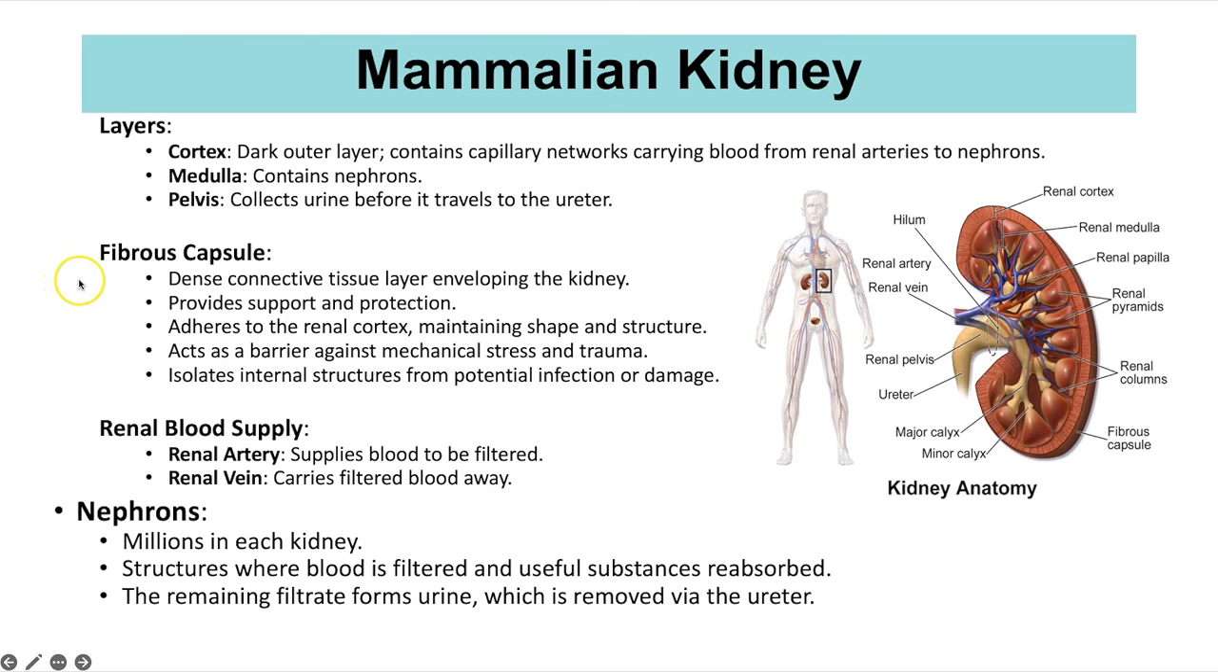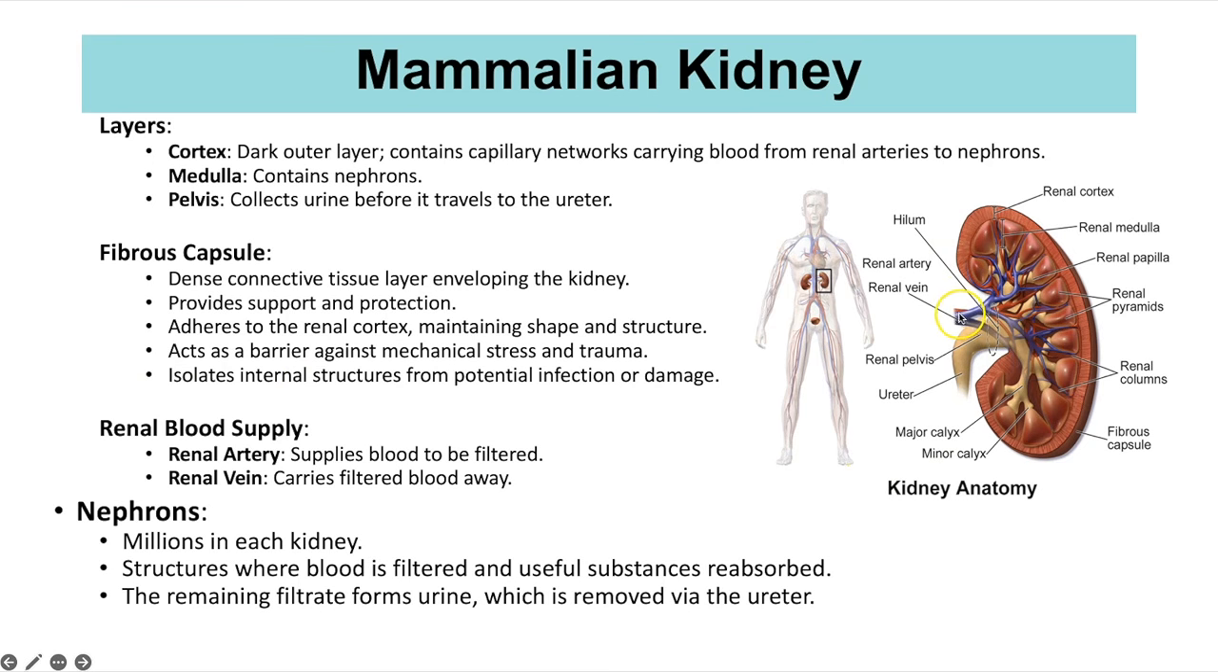Now there's also this fibrous capsule. That is a dense connective tissue layer enveloping the kidney. It provides support and protection. It adheres, which means sticks, to the renal cortex. And it's going to also maintain the shape and structure. So we can see here that fibrous capsule. It also acts as a barrier against mechanical stress and trauma, and it can isolate internal structures from potential infection or damage as well. So it's isolating the kidney.